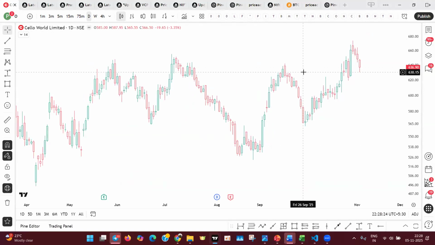Any screener to screen momentum phase D or phase E? I'm also working on this. I have developed one indicator.